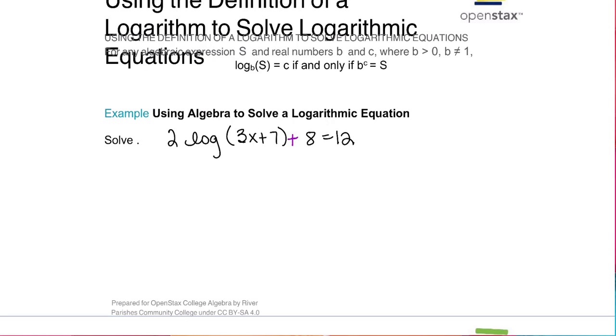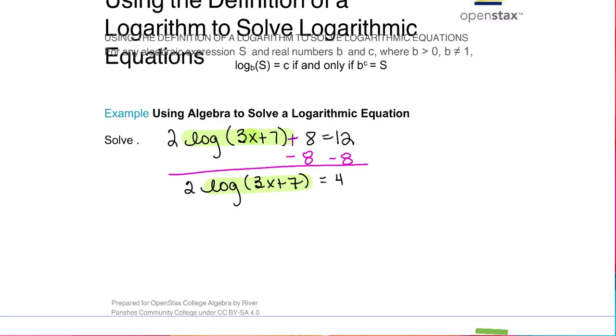We want to solve 2 log base 10 of 3x plus 7, plus 8 equals 12. You want to solve for x, but before you can do that, you need to get this logarithm by itself. So we're going to subtract 8 on both sides, and we are left with 2 log base 10 of 3x plus 7 equals 4. Again, we still want the log by itself, so we're going to get rid of the 2, which we're multiplying at the moment. To undo multiplication, we divide both sides by 2. That leaves us with log base 10 of 3x plus 7 equals 2.